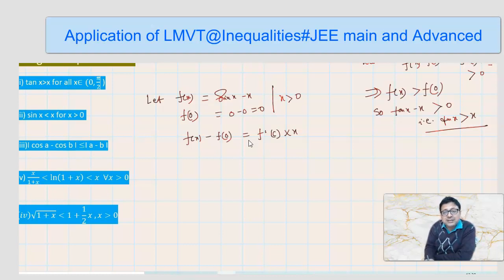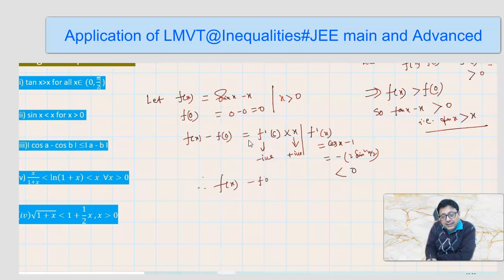So let us see just the value of f dash x. Then we will decide about f dash c. F dash x, I mean the derivative of f(x), is cos x minus 1. If you take minus common, this is minus 2 sin square x by 2, always less than 0. So on the right hand side, this quantity is negative. What about this quantity? This is positive. Therefore, f(x) minus f(0) is going to be less than 0.